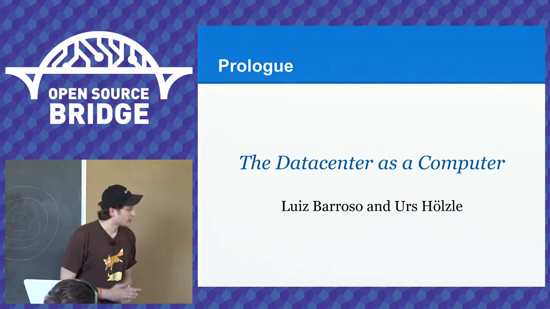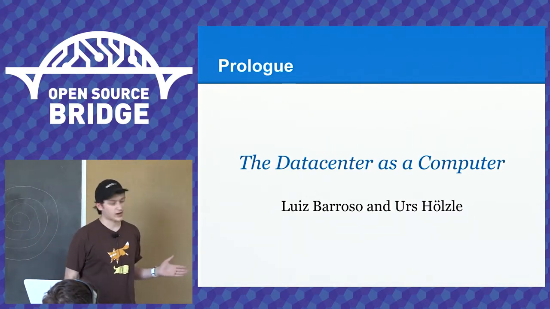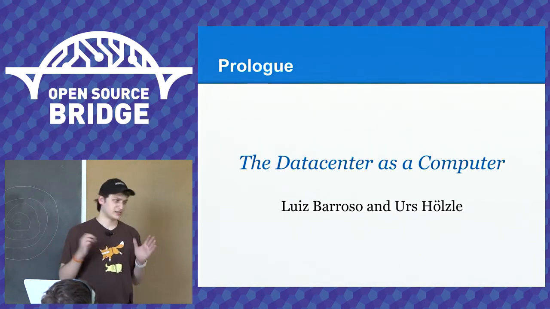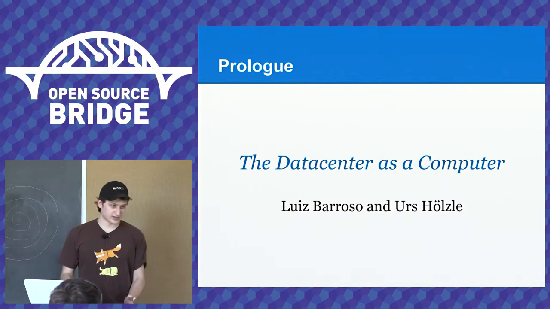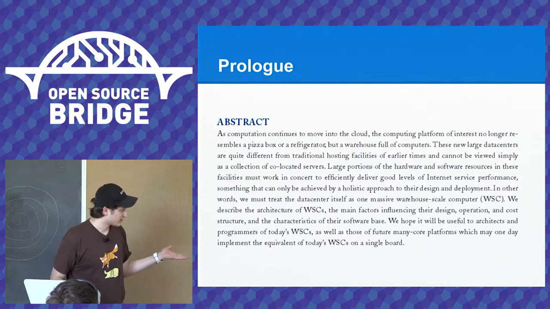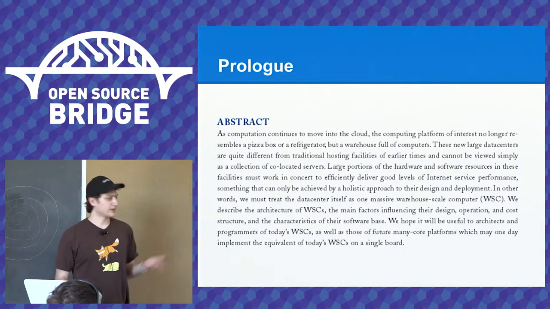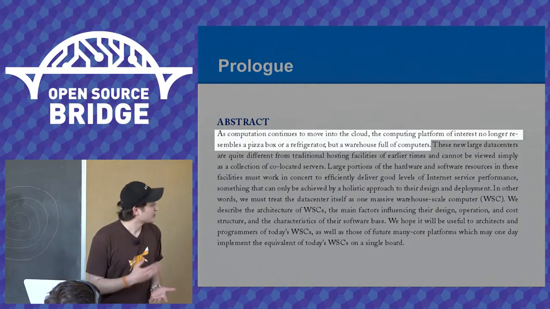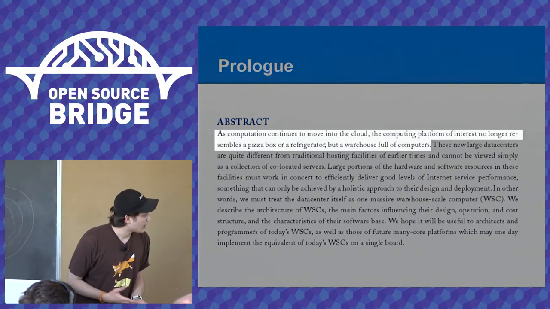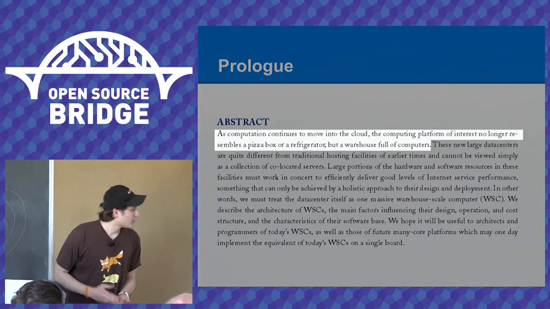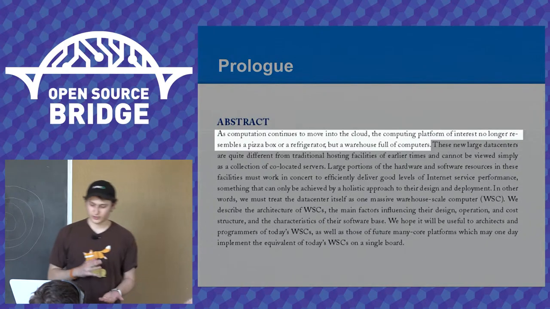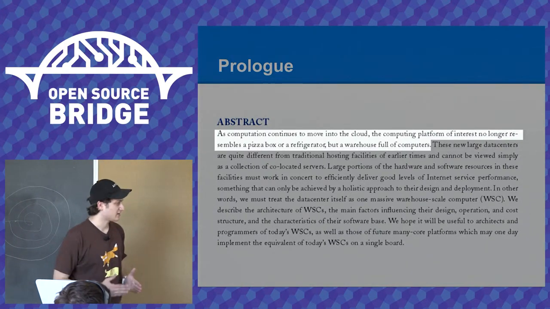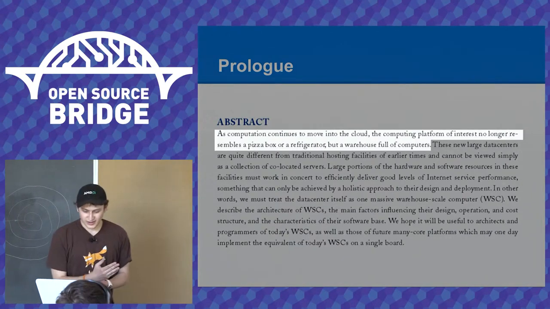These guys, a couple of Google guys, published this paper in 2009 arguing that we can't think of a data center as a collection of computers, but as a single computer somehow. Let's take a look at the abstract. Looks like this. Very nice abstract. But let's zoom in on that first sentence here. As computation continues to move into the cloud, the computing platform of interest no longer resembles a pizza box or a refrigerator, but a warehouse full of computers. So when you give up on an analogy that fast, you know something is up.